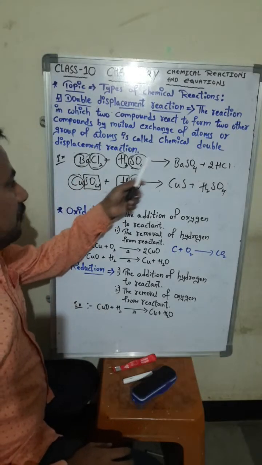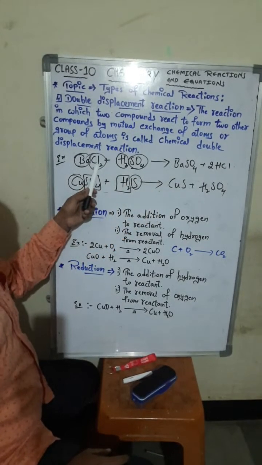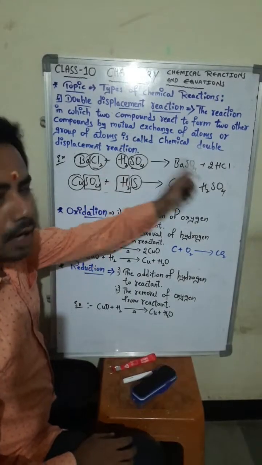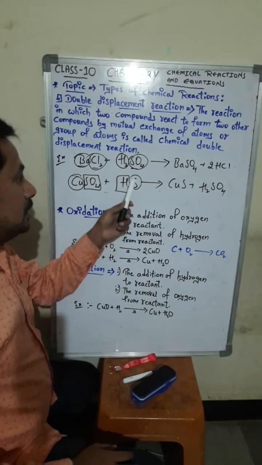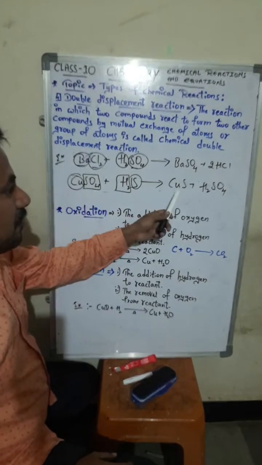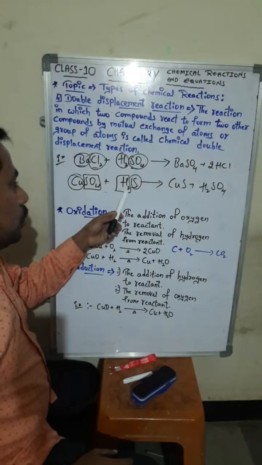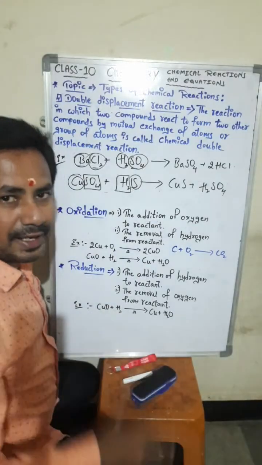Barium combined with sulfate, barium sulfate. Hydrogen combined with chlorine, hydrogen chloride or hydrochloric acid. Next example, copper sulfate plus hydrogen sulfide. Copper combined with sulfur, copper sulfide. And hydrogen combined with sulfate, hydrogen sulfate or sulfuric acid.